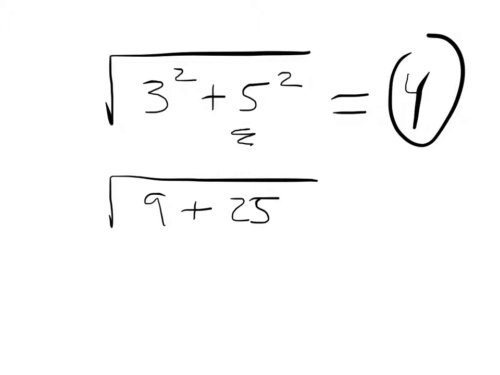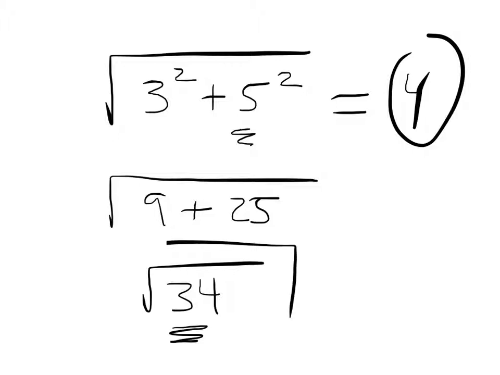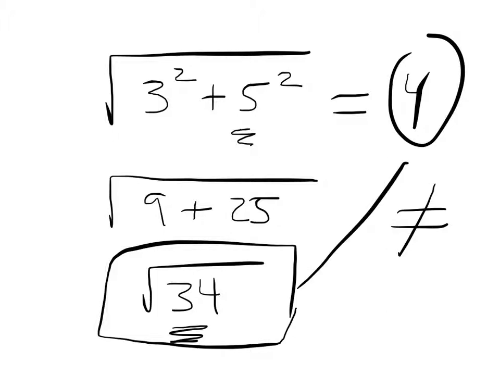I know that 3 squared plus 5 squared is 9 plus 25. I know I get root 34. Root 34 has no factors that are perfect squares, 17 times 2, so I am in simplest radical form, root 34. And note, root 34 does not equal 4.